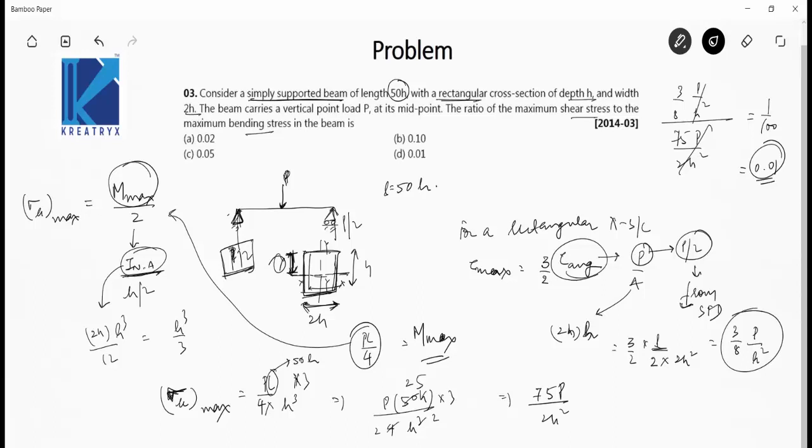The options, D is the answer. Okay, so all you have to do is draw the SFD and BMD if you are not getting the value directly. Okay, so next question.